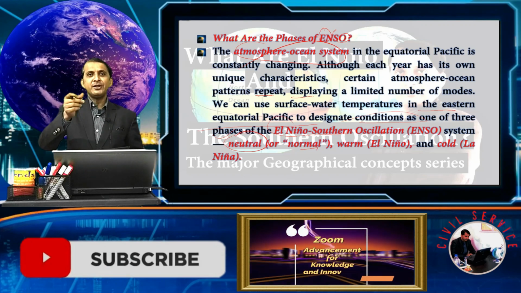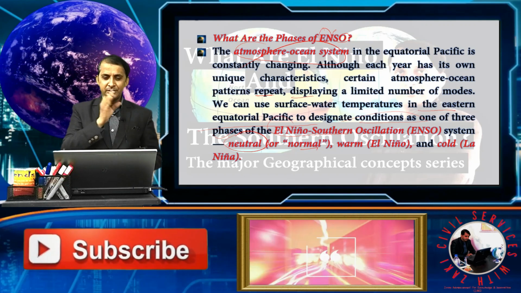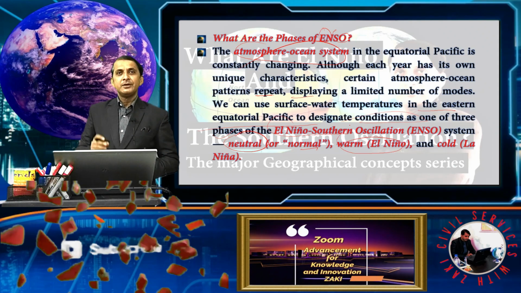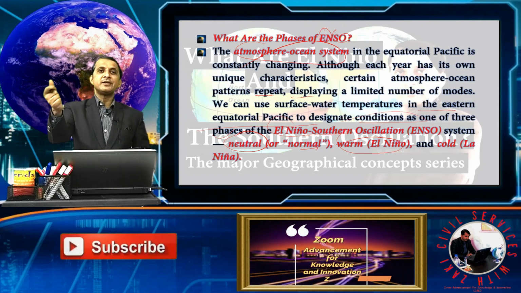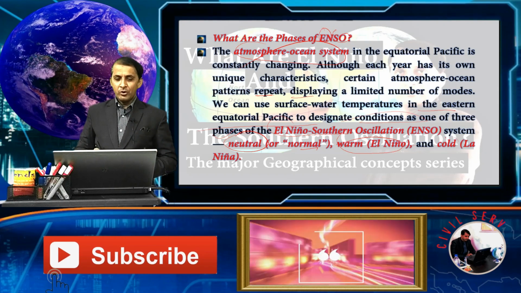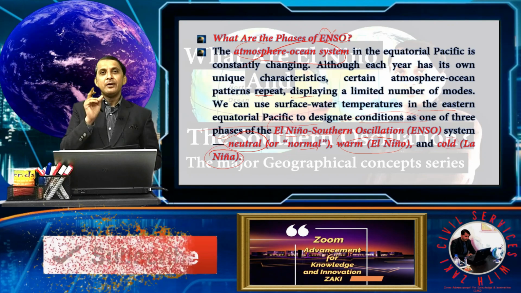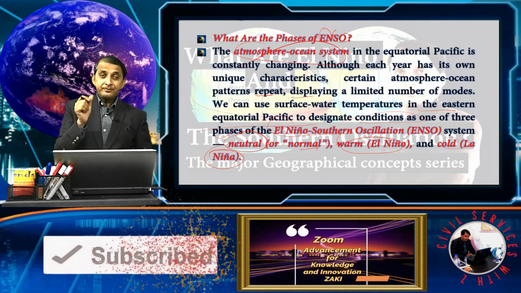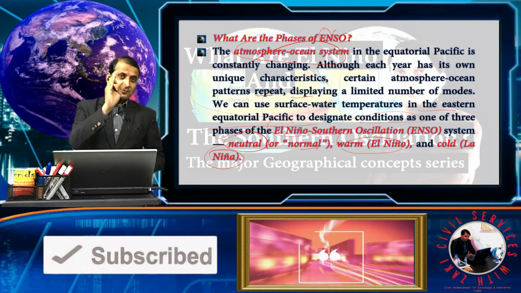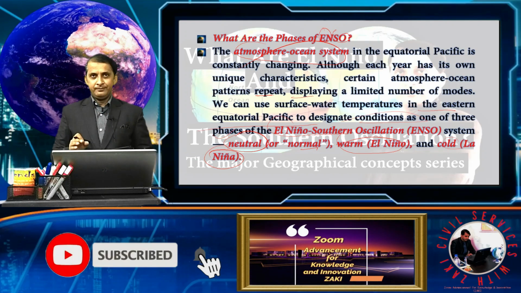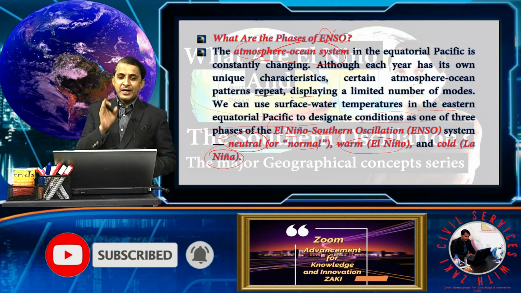It means no increase or decrease in the temperature. It means normal. Another is warm. It means the temperature increases in the eastern Pacific. Cold phase, called La Nina. La Nina means the eastern Pacific Ocean temperature is colder than normal. So these are the three phases.